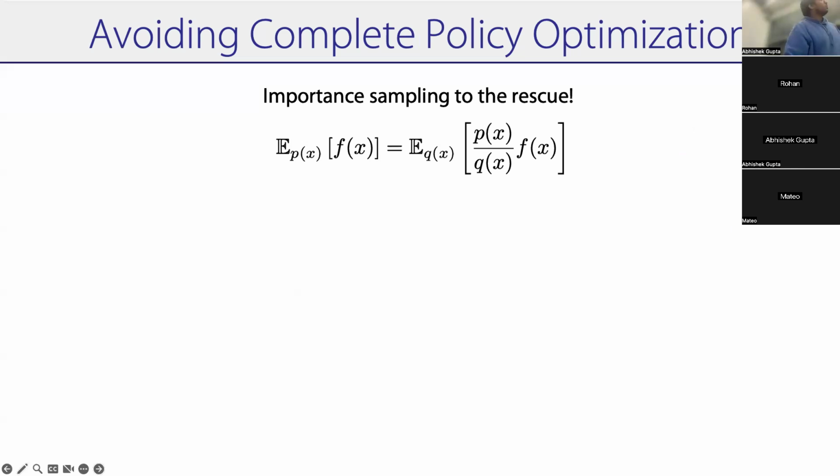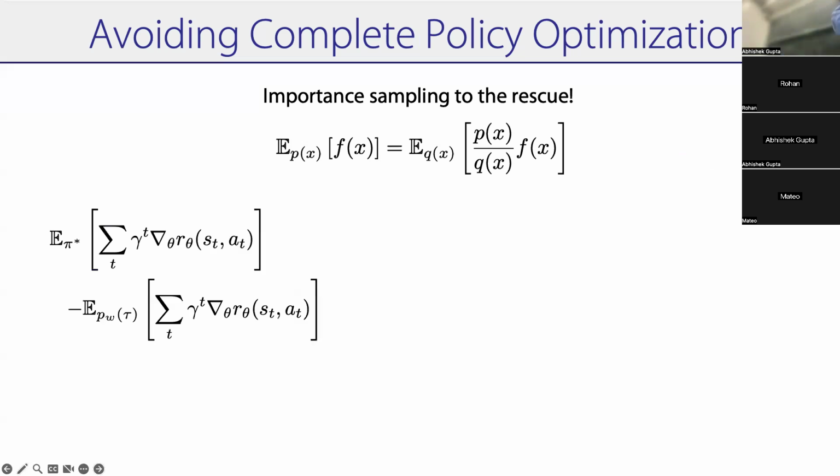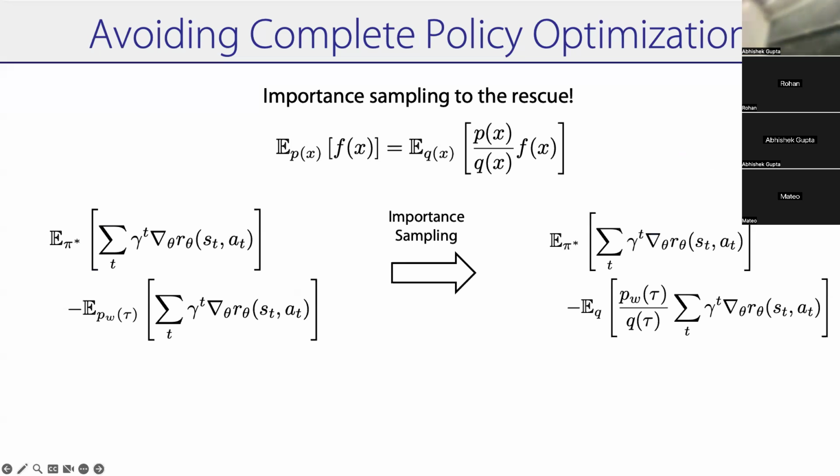Okay, so what we're going to do is apply importance sampling to this problem. We're going to say, let's sample from some wrong distribution Q, but we're going to weight by P omega, which is the optimal policy, divided by Q. So all we did is take this objective, where P omega is the optimal policy, and sample under some suboptimal policy Q. We're going to do importance sampling.